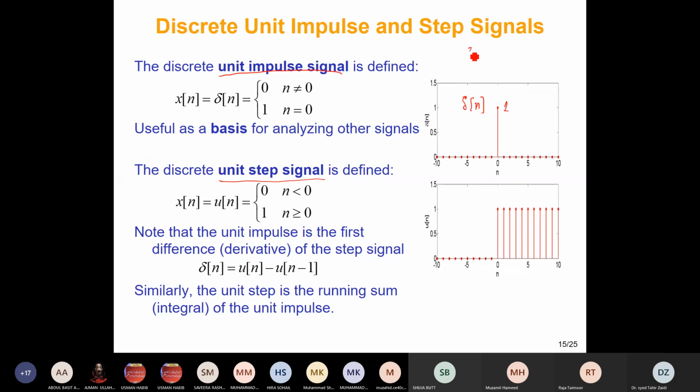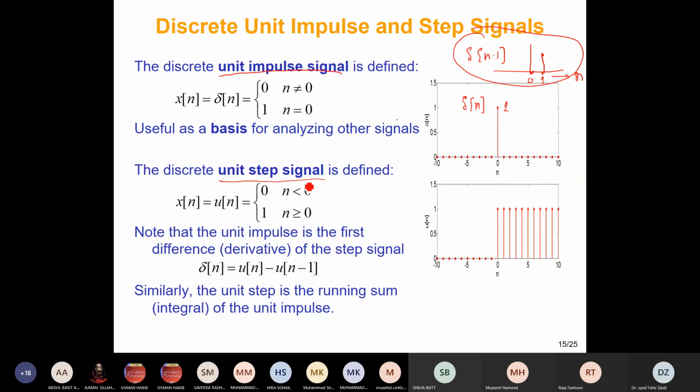Now mind you, if you have delta n minus 1, how should it look like? Instead of this being at 0, it will get shifted by one time unit towards the right. We covered that shifting part, did we not? Okay, we're going to cover it later on. I'm jumping ahead, so forget about that shifting part. We're going to cover it about two or three slides later. So let's just talk about the unit impulse signal and the unit step signal.